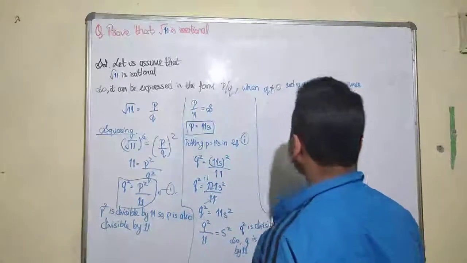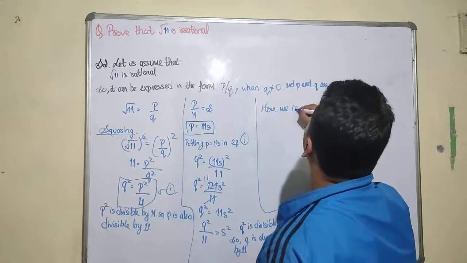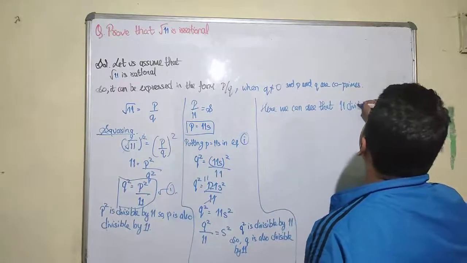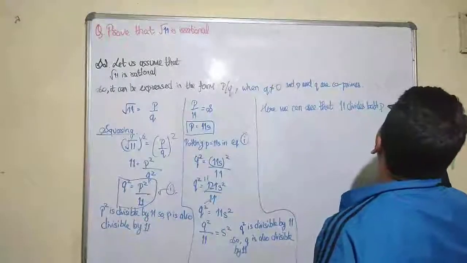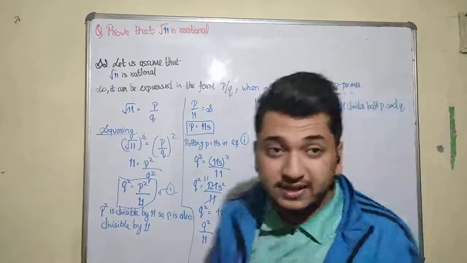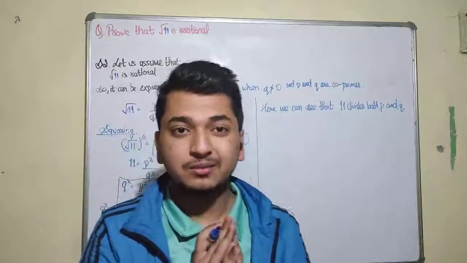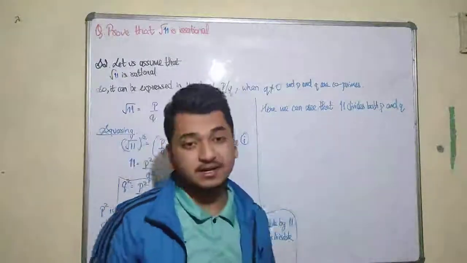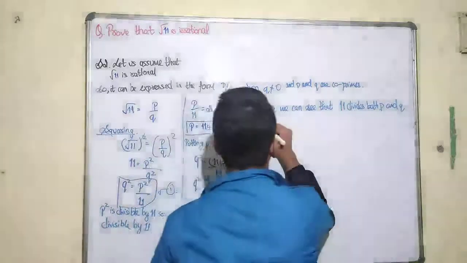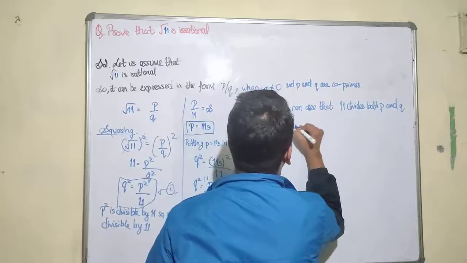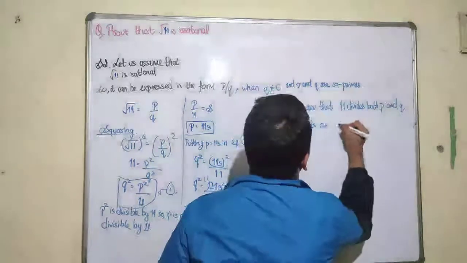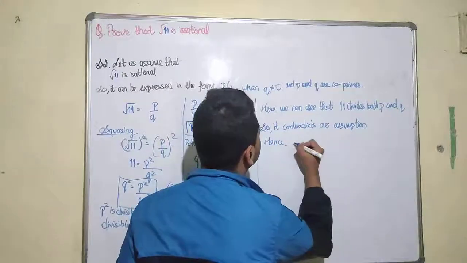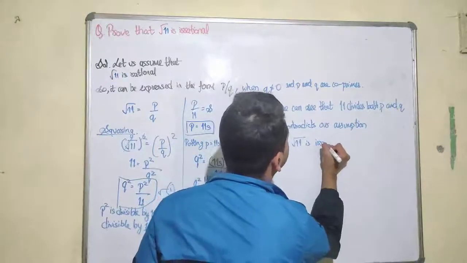So now here we can see that 11 divides both p and q. If 11 divides both p and q, but it is affecting our assumption, right? Because we have assumed that p and q are co-prime. So how can it be divided by any number again? So it contradicts our assumption. So hence root 11 is irrational.